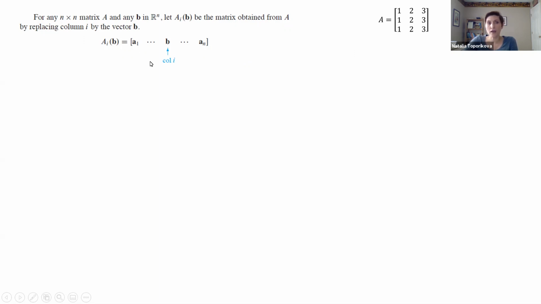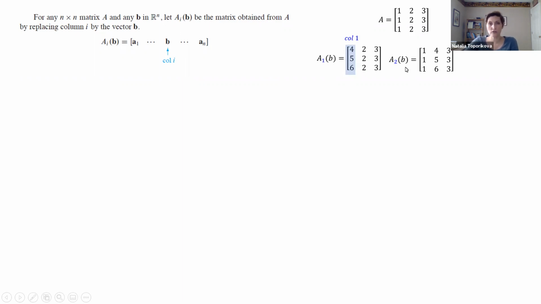Because i is a column number and our matrix A has 3 columns, we will have a total of 3 of these replacement matrices. Let's start with A1. Our index i is 1, which means that we take the first column and substitute the vector B there as it is.